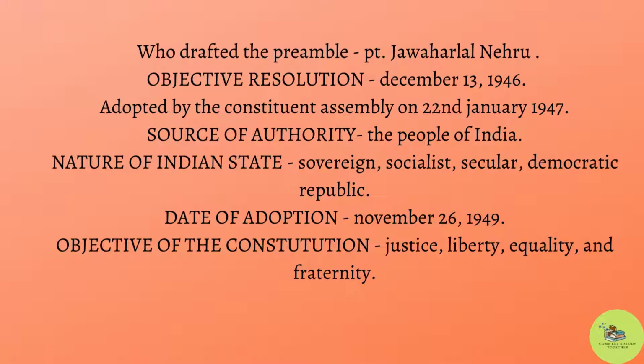Now, below are the ingredients of our preamble. It tells us who is the source of authority. It is the people of India. And the nature of the Indian state is sovereign, socialist, secular, democratic republic. Earlier, it used to be only sovereign democratic republic, but now it is sovereign, socialist, and secular democratic republic because the words socialist and secular were added by the 42nd Amendment. The preamble tells us that the date of adoption is November 26, 1949, and the objectives are justice, liberty, equality, and fraternity.